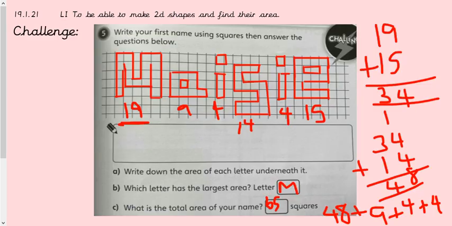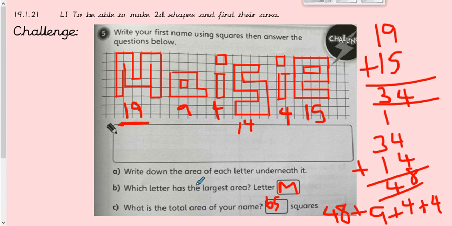Then the challenge one, write your name using the squares and answer the questions below. Now, I had great fun doing this, as you can see. It took me a while. I'm sure it probably took you guys a while as well, but I hope you enjoyed it. So you just had to write each letter and then write how many squares were inside it underneath.